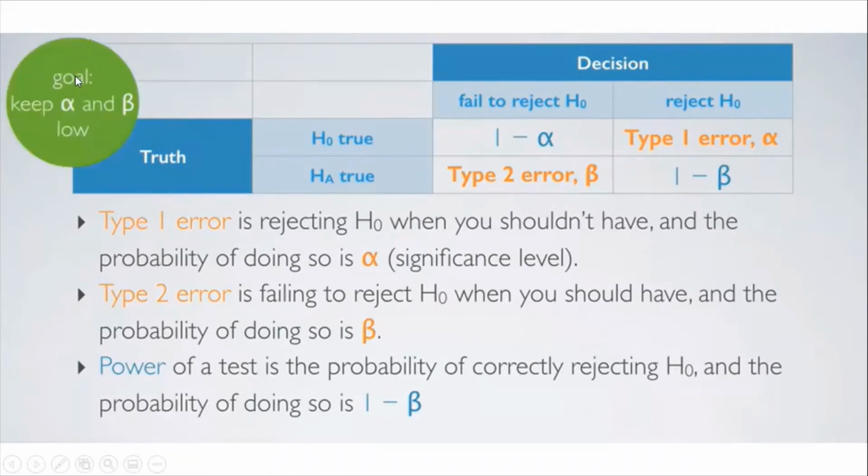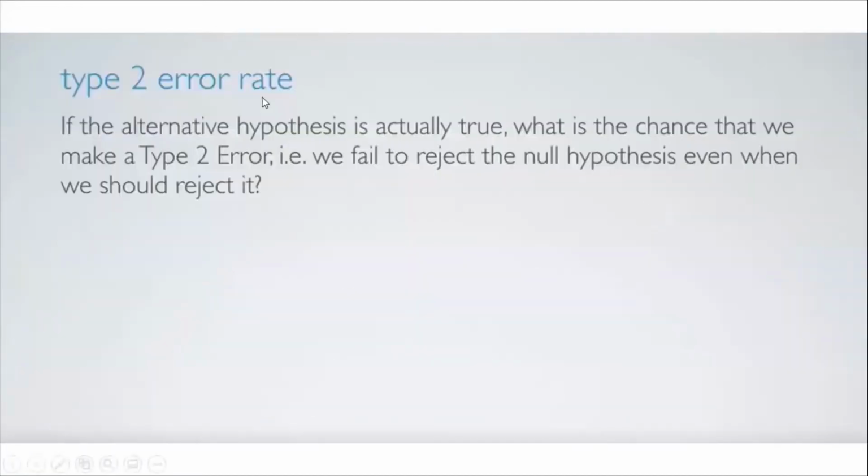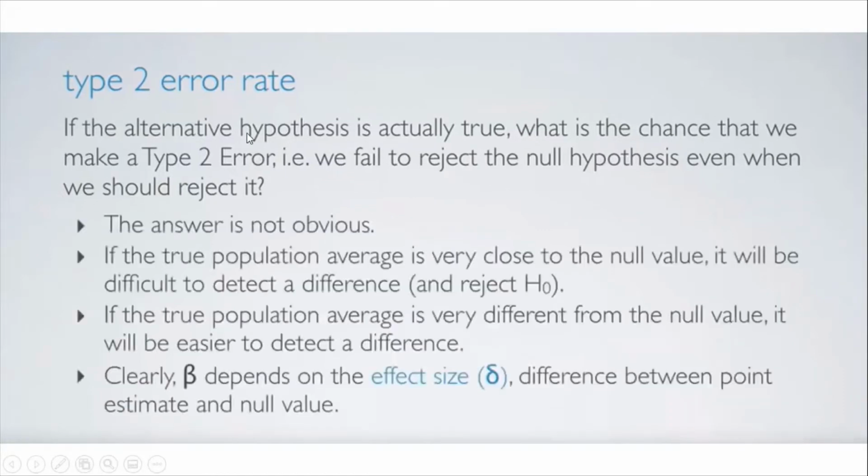So our goal is to keep both alpha and beta low, but this depends on your study, your research question, and what you want to find out. Now, type 2 error rate. If the alternative hypothesis is actually true, there is a chance that we make a type 2 error. That is, we fail to reject the null hypothesis even when we should reject it. That is called type 2 error.